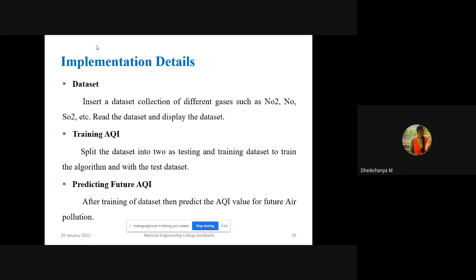The data set will be divided into two sets, one for training and a second set for testing the algorithm. By using the training set, the algorithm will be trained to predict the future pollution. By using the test data set, we will predict the present AQI values from the data set.